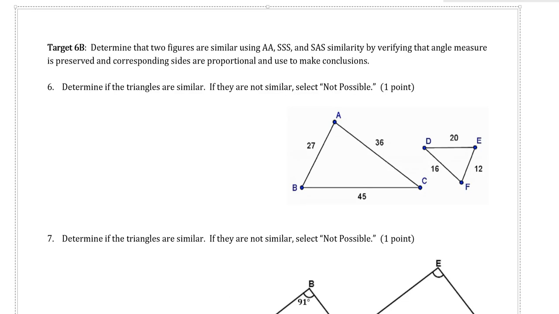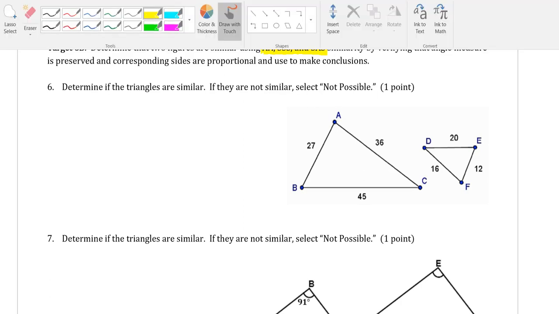Okay, determine the two figures are similar using angle, angle, side, side, side, and side, angle, side similarity, by verifying that angle measure is preserved and corresponding sides are proportional and used to make conclusions. Alright, so this right here will help you out. Remember what the three things are, right? These are the only things we can use: angle, angle, side, side, side, and side, angle, side.